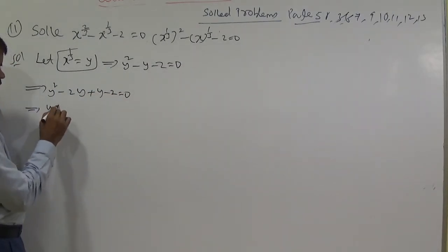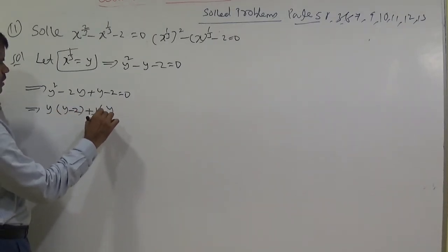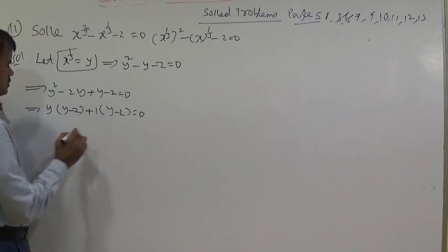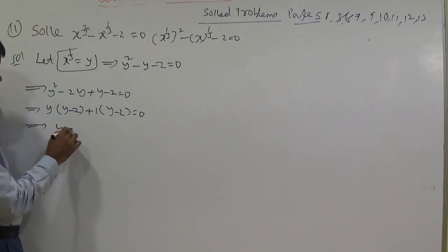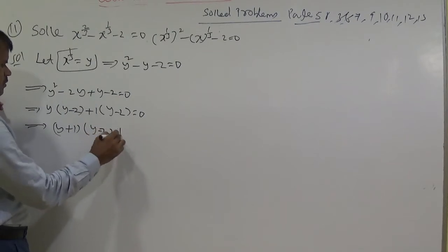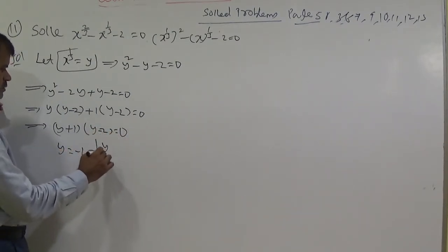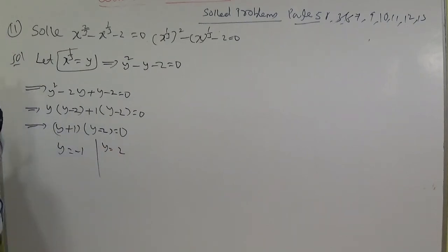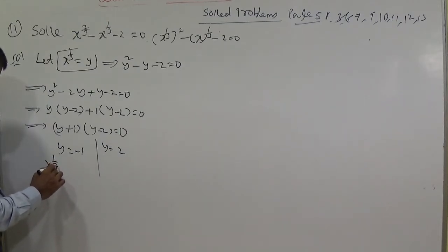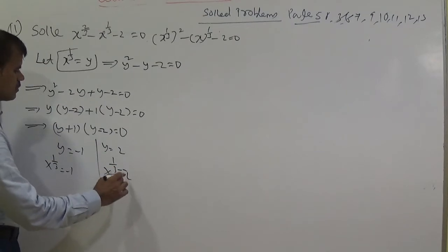Taking y as common, it becomes y into (y minus 2) plus 1 into (y minus 2) equal to 0. That implies you can write (y plus 1) into (y minus 2) equal to 0. Therefore, y is equal to minus 1 is a root and y is equal to 2 is a root. This is not exactly the x value. We need the x value. Therefore, you can write x power 1 by 3 equal to minus 1 and x power 1 by 3 equal to 2.